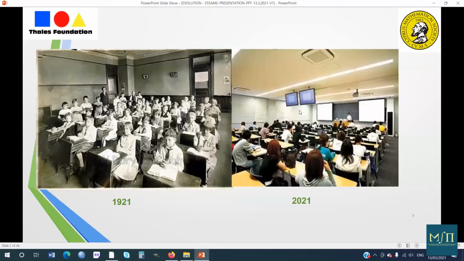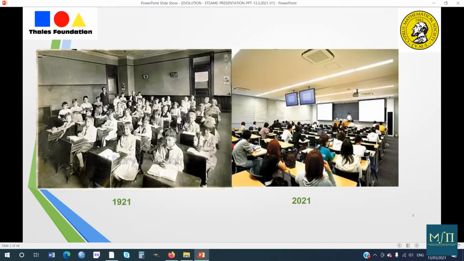But let me start with these two photos. Here we see a photo of a classroom 100 years ago, 1921, and a photo of a usual classroom of today. Well, what is the difference? Think about the difference. Well, the photo of today is colored. Today, maybe we see some whiteboard sometimes, we see some TVs or screens in the rooms.